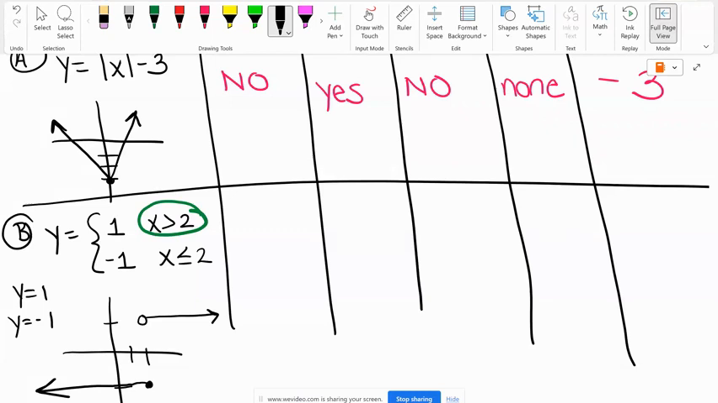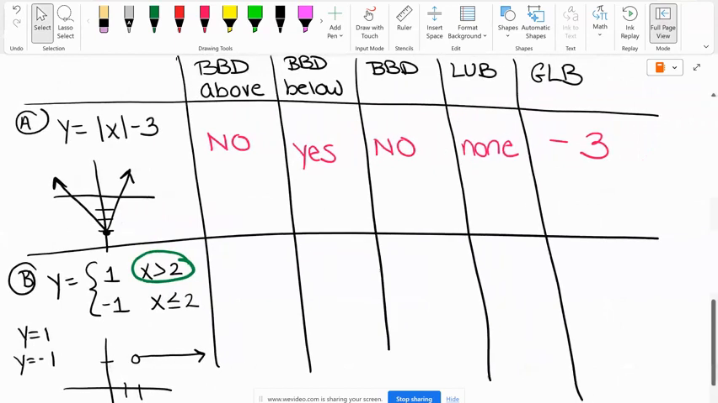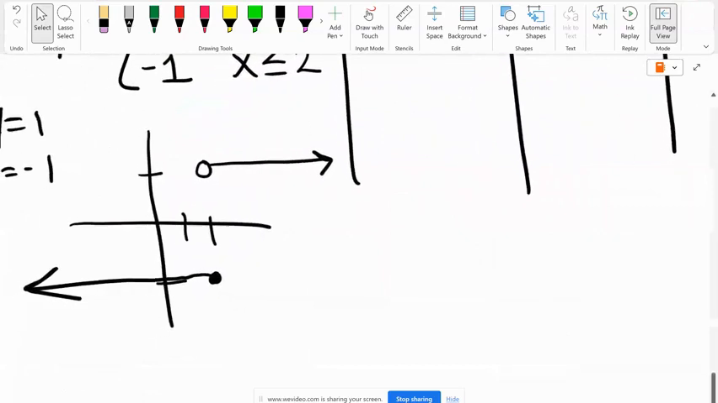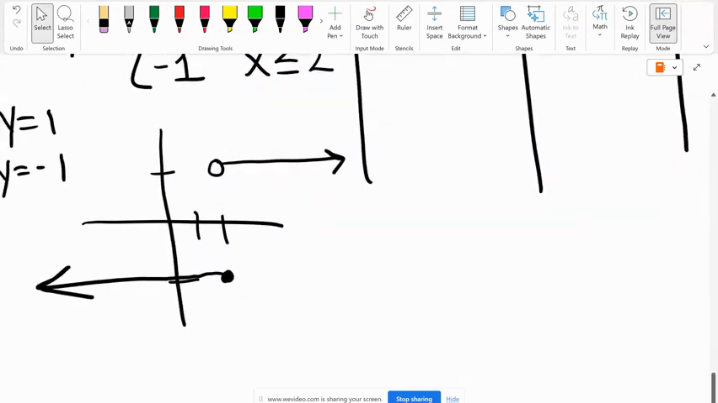All right, so now let's answer these questions. Are we bounded above? Looking at this graph, is it bounded above? How many people say yes? How many people say no? It is absolutely bounded above. How do I know? Isn't the highest point here 1? Now it's going to the right forever, but is it going up forever? No, it's just a horizontal line at 1. So it is absolutely bounded above.